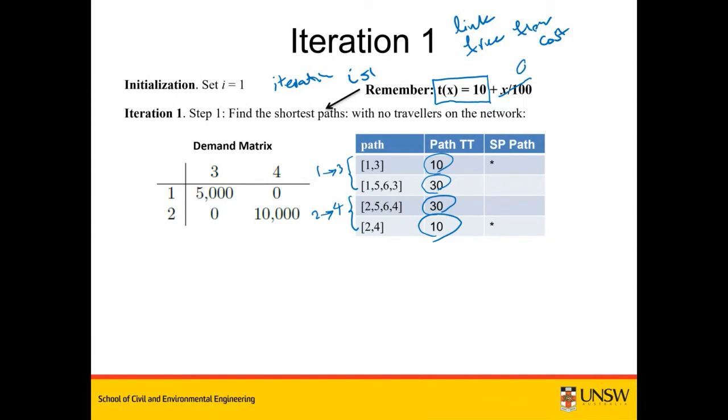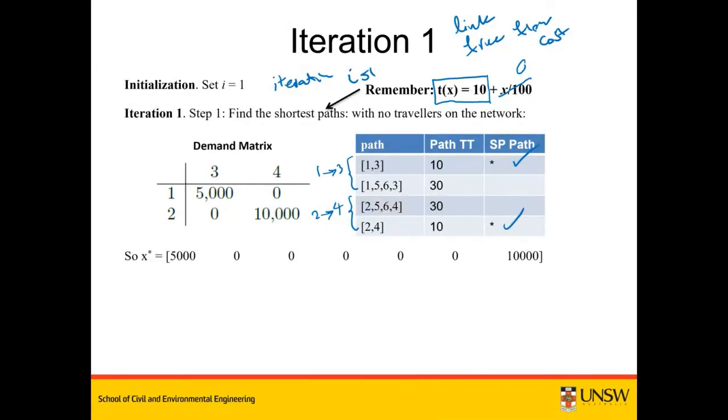And which ones are the shortest paths? So for each OD, we do it separately, right? Remember, we do this for every OD separately. So for the first OD, this path would be the shortest path, and for the other OD, this path would be the shortest path, okay? So now we know what the shortest paths are.